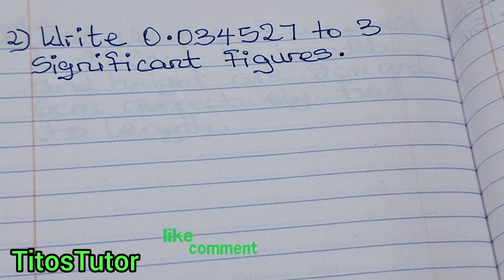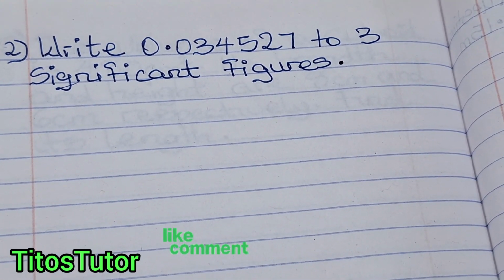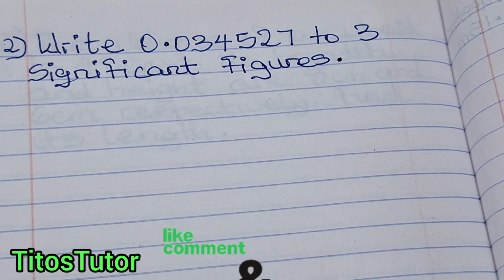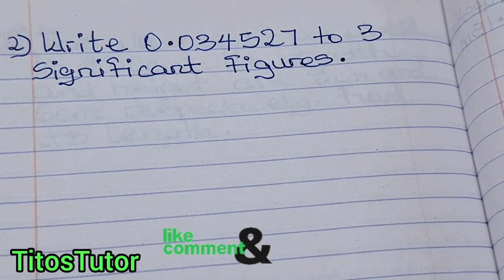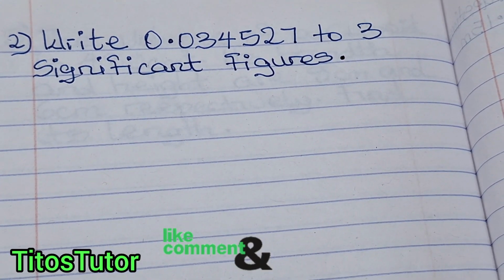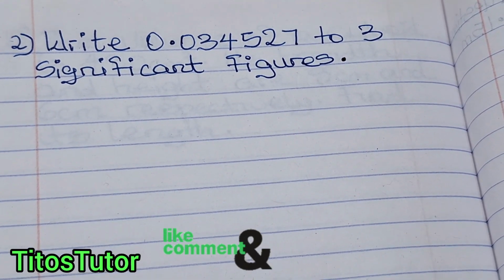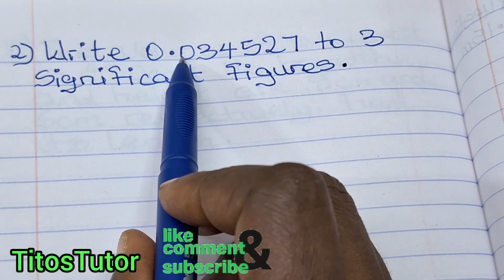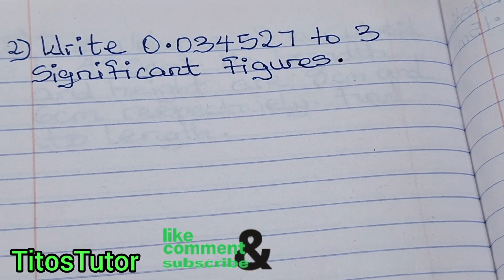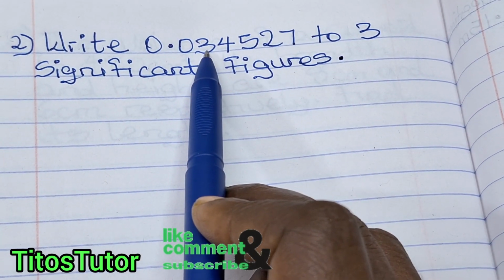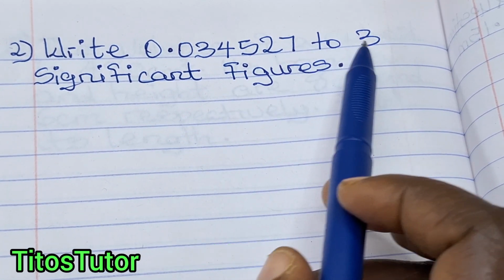Question 2. Write 0.034527 to 3 significant figures. Remember that when zeros begin a number, it isn't a significant figure. It's only significant when it's in between numbers and at the end of numbers. So in this case, there are 2 zeros that start this number. They are both not significant. So this is the first significant figure, second significant figure, third significant figure where we are going to.